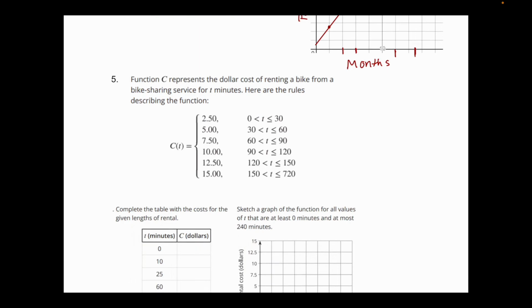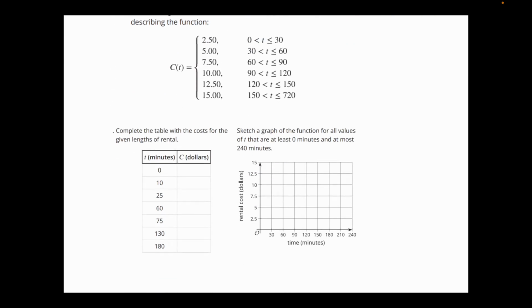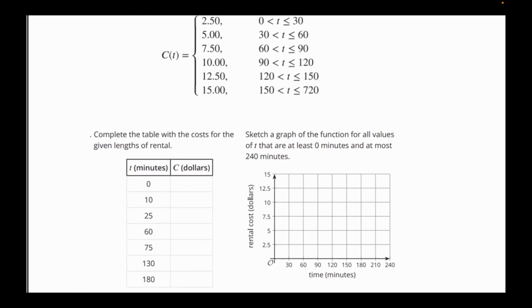Okay, let's look at question 5. Ooh. All right, this one is a piecewise function. Function C represents the dollar cost of renting a bike from a bike sharing service for t minutes. Here are the rules describing the function. So we want to complete the table with the costs for the given lengths of time. This is in minutes and dollars.